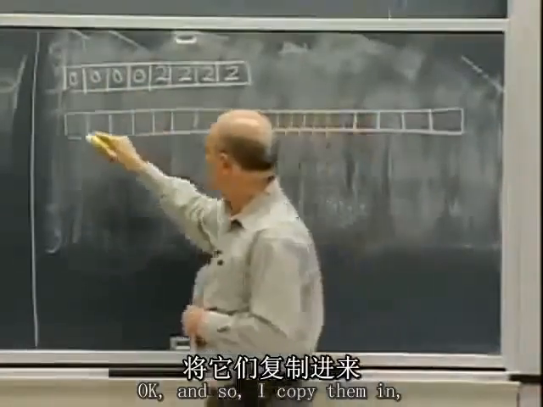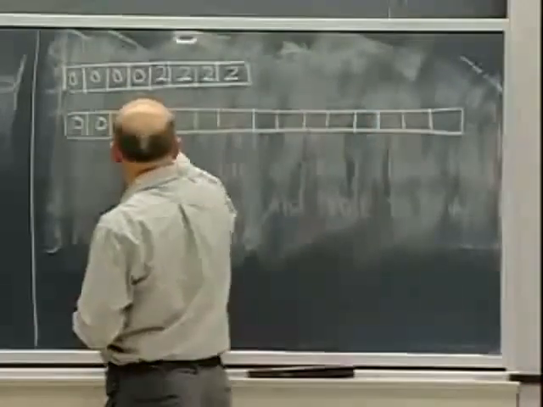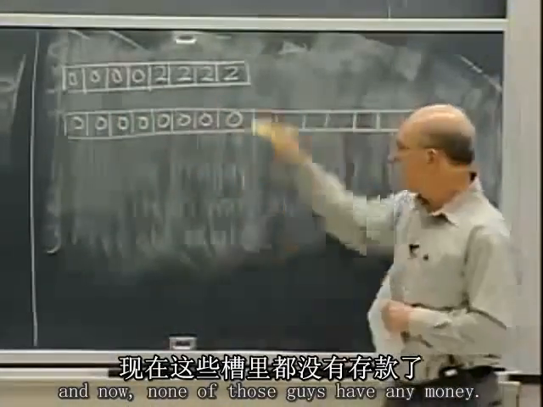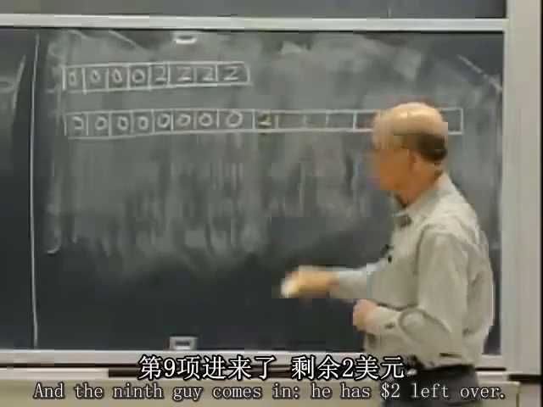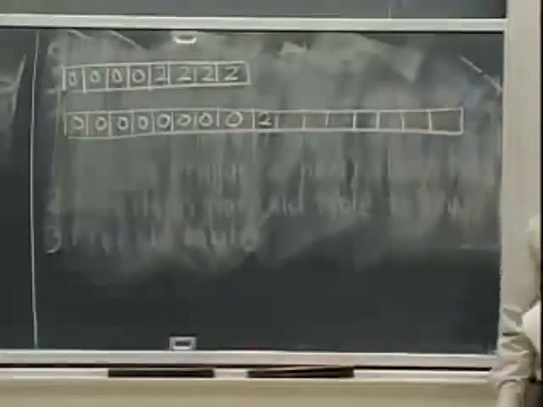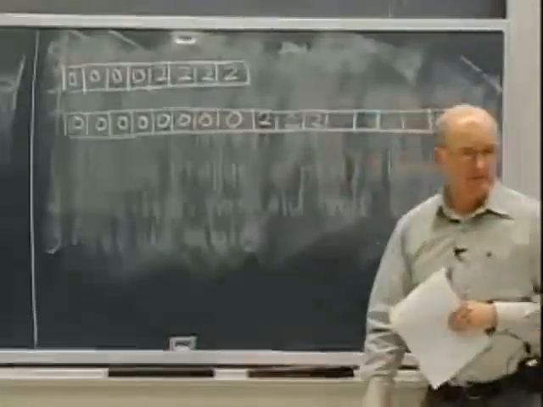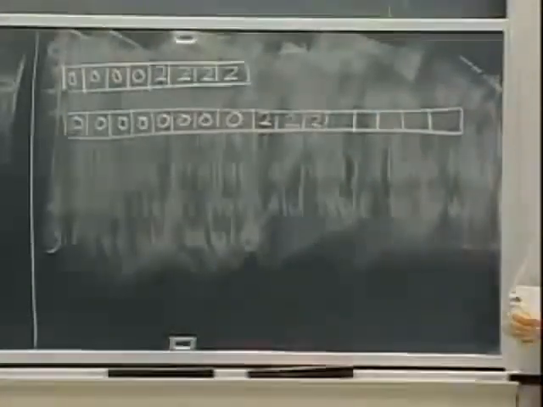Okay? And so I copy them in, and now none of those guys have any money, and the 9th guy comes in, he has $2 left over. And then we keep going on, etc. Okay?